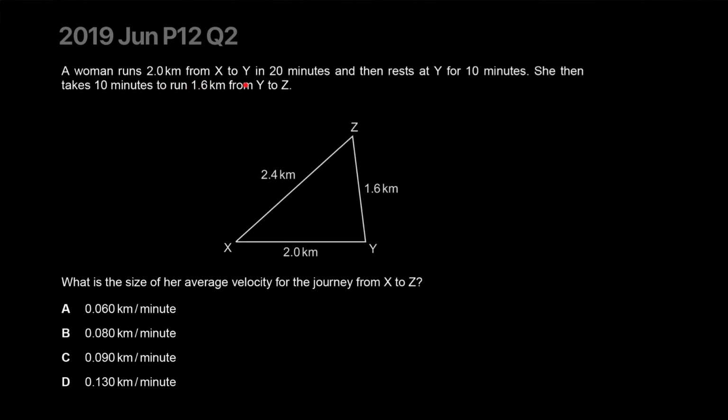A woman runs 2 kilometers from x to y in 20 minutes. So she takes 20 minutes going from x to y and then rests at y. At y, she's going to rest for 10 minutes, right? She then takes 10 minutes to run 1.6 kilometers to z. So she runs and takes another 10 minutes, right? So she traveled 2 kilometers plus 1.6 kilometers. What is the size of her average velocity? Her average velocity.